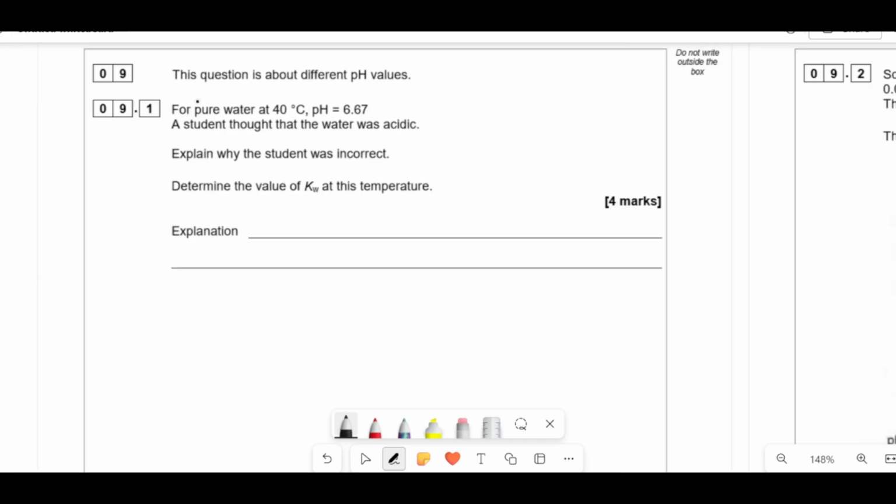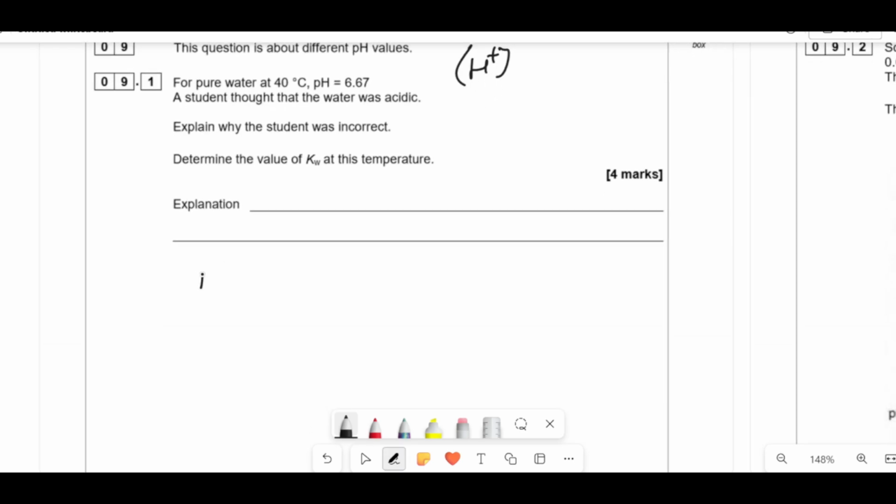So this question is about different pH values for pure water at 40 degrees C. The pH is this. The student thought the water was acidic. Explain why they're incorrect and determine the value of Kw at this temperature. So any pH is dependent entirely on H+. And it's not just how much H+ there is, it's also its proportion to everything else. This is pure water, so there's only H+ and OH- in it. When you have pure water, H+ and OH- are equal.